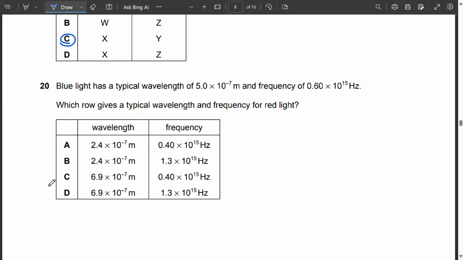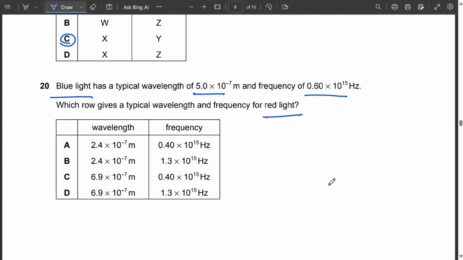Okay. 20th. Blue light has a typical wavelength of 5 × 10⁻⁷ meter and a frequency of 0.6 × 10¹⁵ hertz. Okay, they have given you the wavelength and the frequency. Which row gives a typical wavelength and frequency for red light?